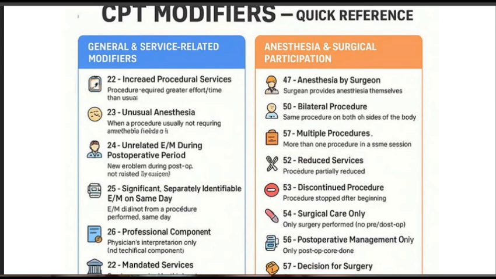The next scenario is if an E/M service is done and another CPT code is also there. In that case we have to give the 25 modifier to the E/M code. And the third scenario is if a minor surgery is planned. In that case also we have to give the 25 modifier.